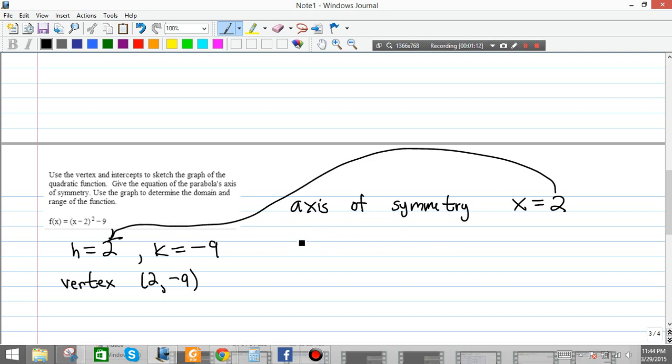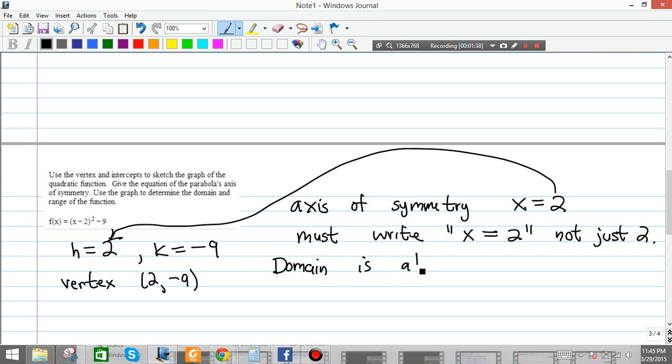And the crucial thing is you must write x equals 2, not just 2. And I'll demonstrate that in just a moment. Okay, and then use the graph to determine the domain and range. So the domain of any quadratic function is always -infinity to infinity.